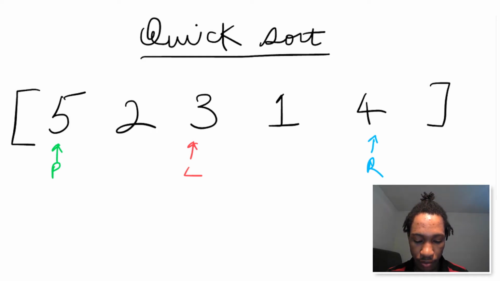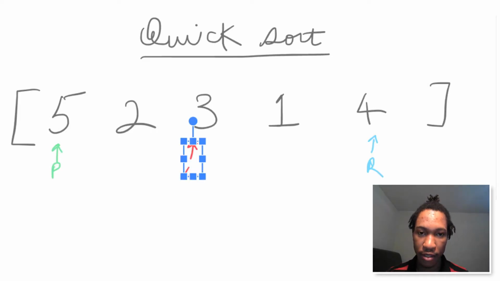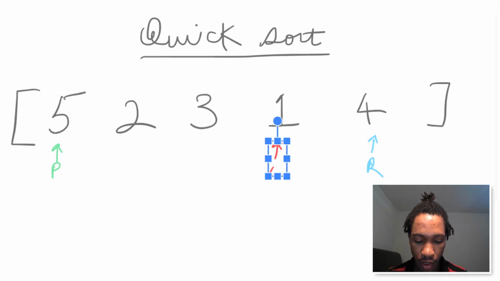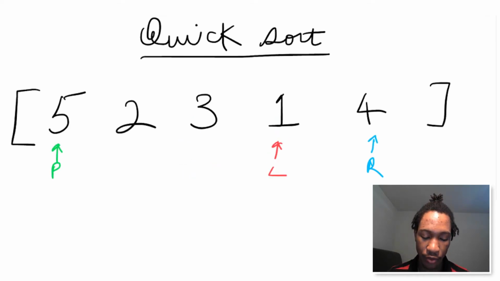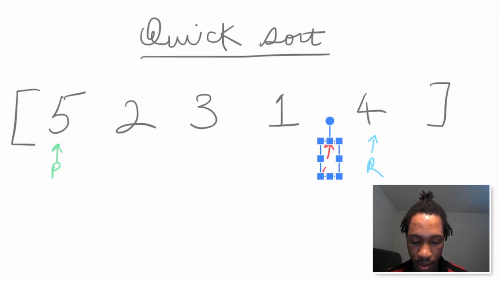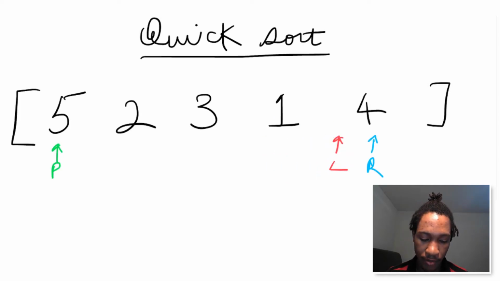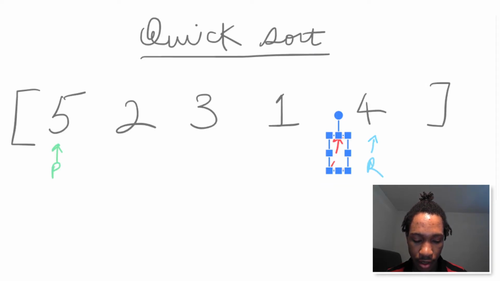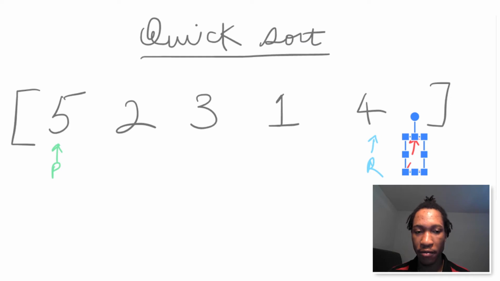And then we get to 3. Is 3 less than 5? Yes it is, so we increment the left pointer. And then we get to 1. Is 1 less than 5? Yes it is, so we also increment the left pointer, right? And now left pointer and right pointer are overlapping at 4, and then is 4 less than 5? Yes, 4 is less than 5, so we increment the left pointer. And now we're in an interesting case where we're at the end of the array, and the left pointer is greater than the right pointer, so we stop.